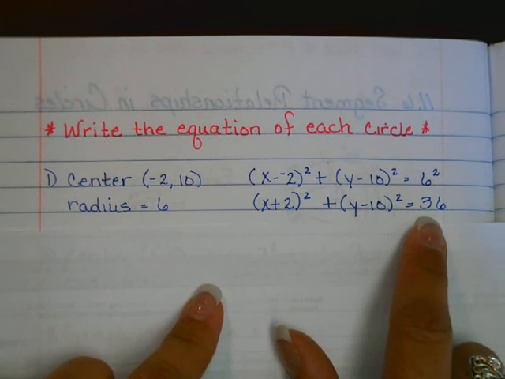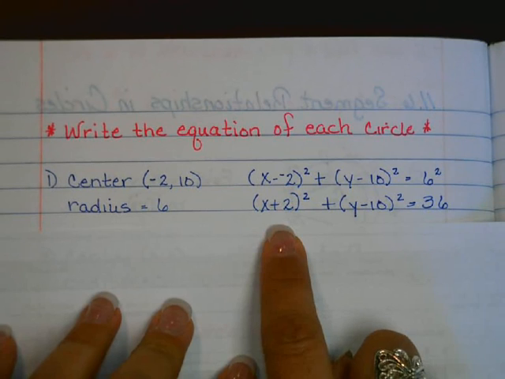And that is your equation. You don't have to FOIL it out or anything. You just leave it just like that.